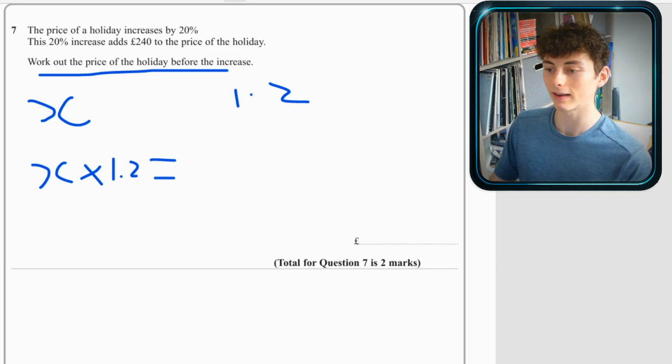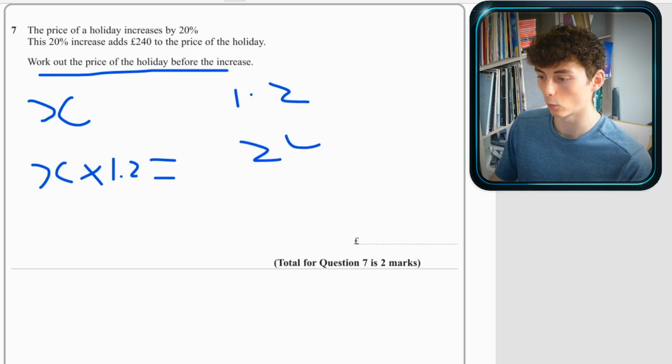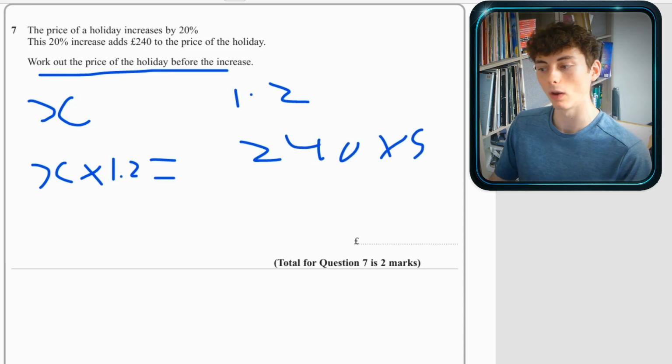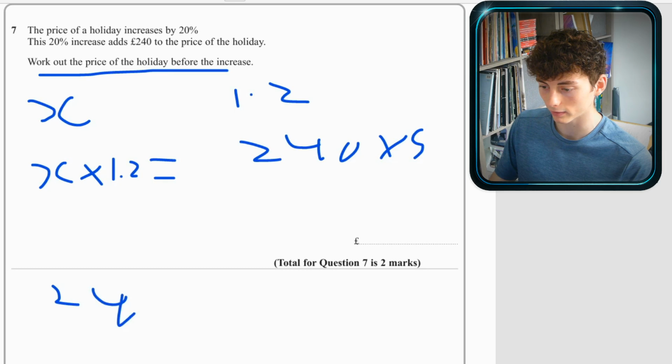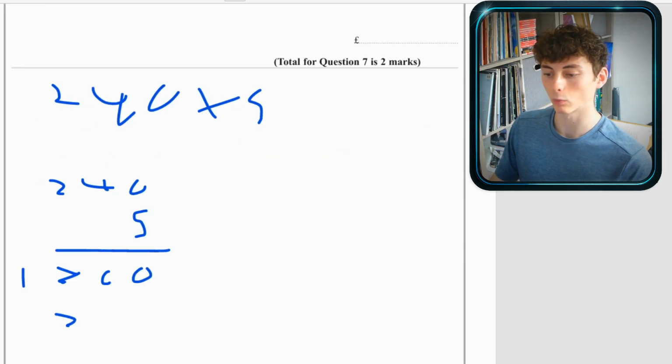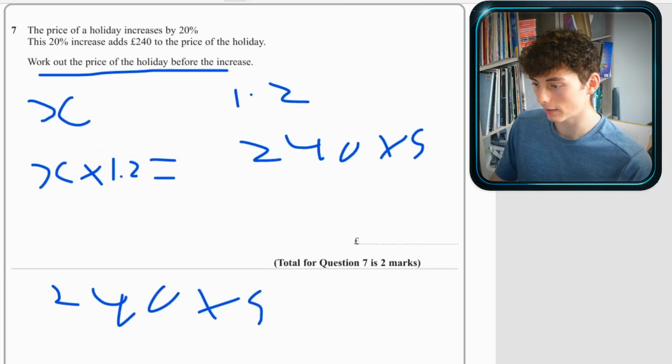So the way I would do this is I would multiply the 240 by 5, because 20% is 1/5 of the 100%. So we do 240 times 5, and I've worked that out at 1,200. So I think the price of the holiday before is £1,200.